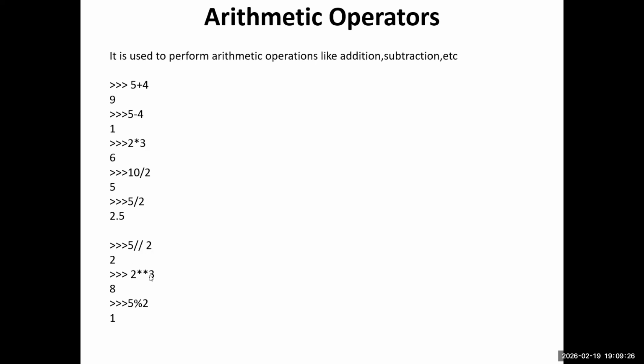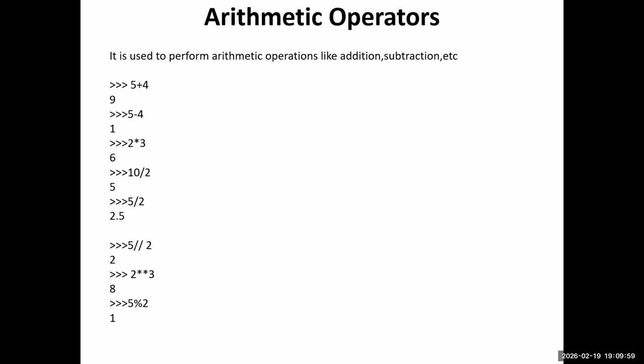Then another example is 2 power 3. The power operator is double star. 2 power 3, 8. Then 5 modulo 2, the remainder is 1. Okay, so this is the example for the arithmetic operator. So what are arithmetic operators? If the question is like that, just write addition, subtraction, multiplication, division.